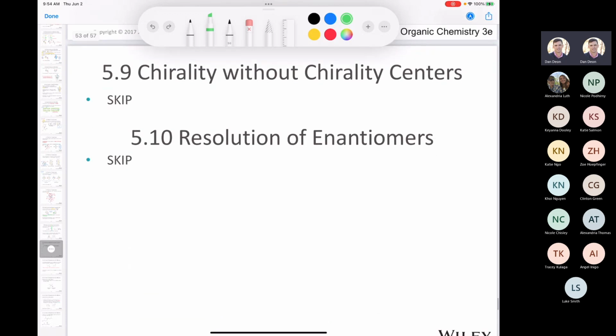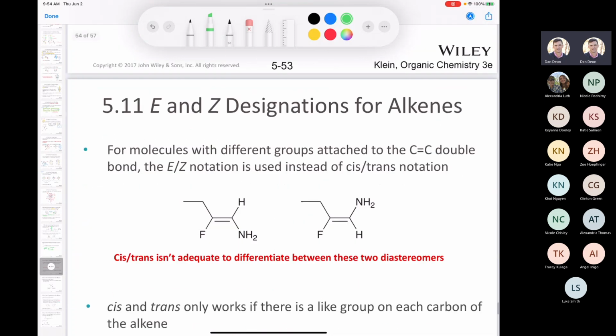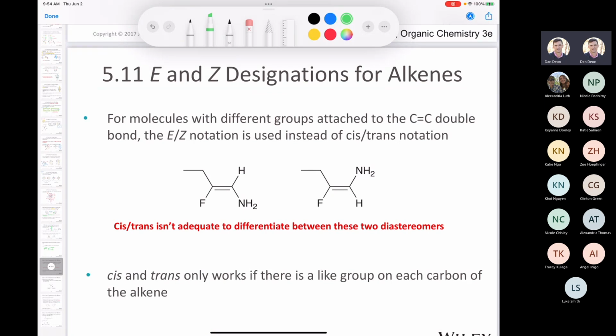Anyhow, sections 5.9 and 5.10, we skip those. So don't worry about chirality without chirality centers or resolution of enantiomers. But of course, it's always FYI. If you want to read that for your own information, I highly recommend it. There's always some interesting content in there. And that brings us, on this cold, damp Thursday morning, to the last section of chapter 5, which is E and Z designations for alkenes.